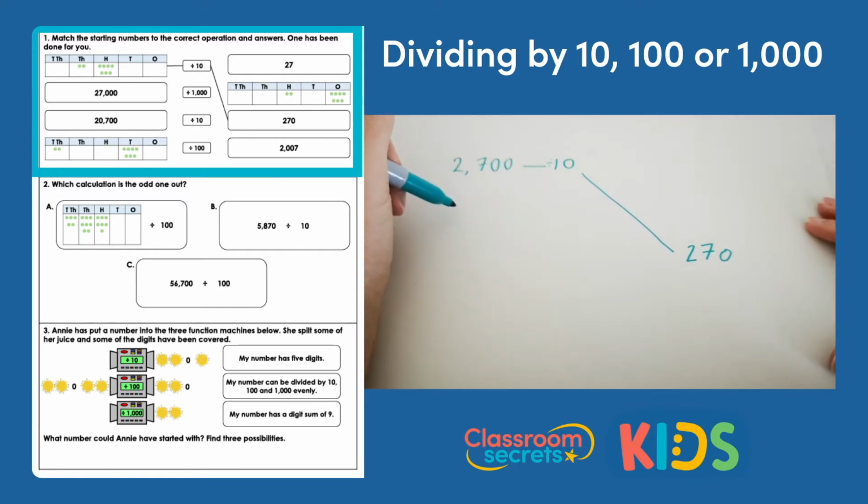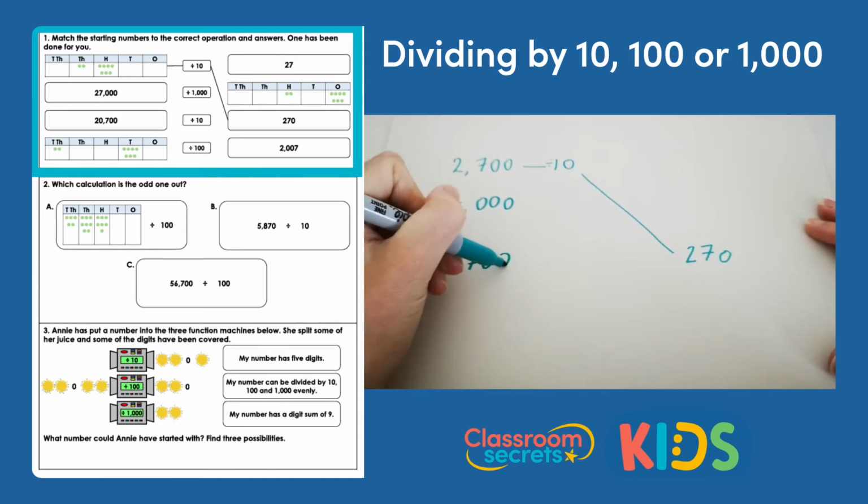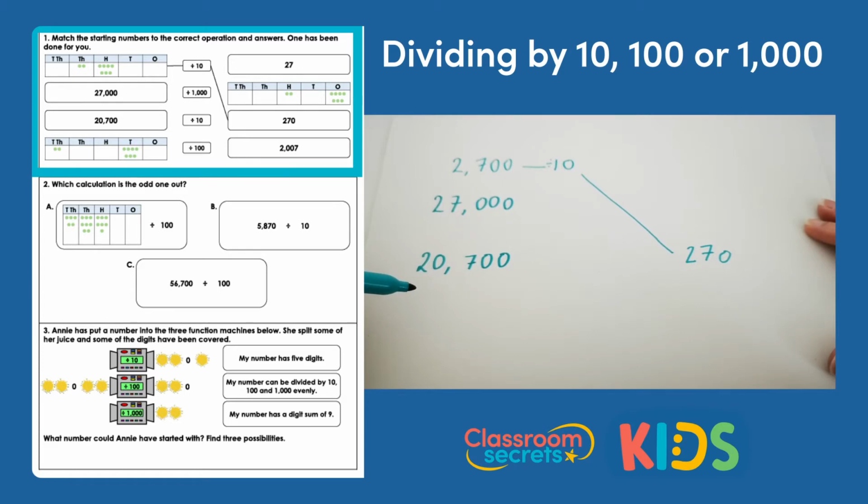So the very next number we know and we can see is 27,000 because that's given to us in numerals. The one after that is 20,700 because that's represented in numerals. And the final one is 20,070. That's what is represented within the place value chart.